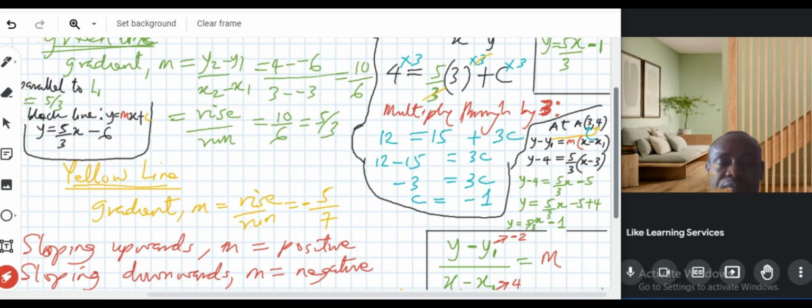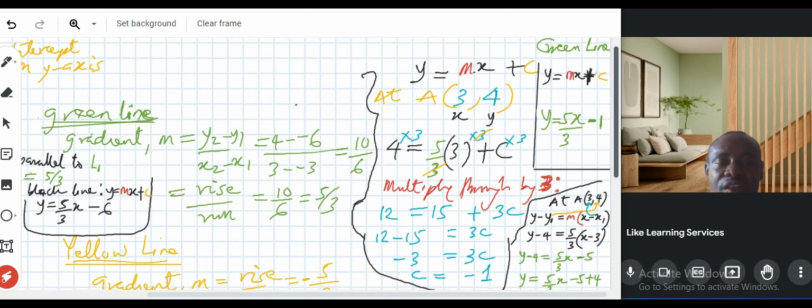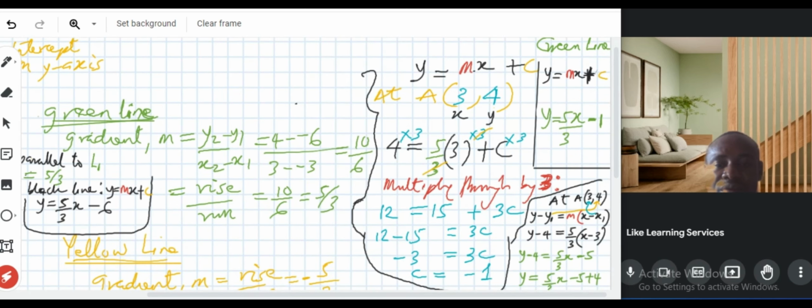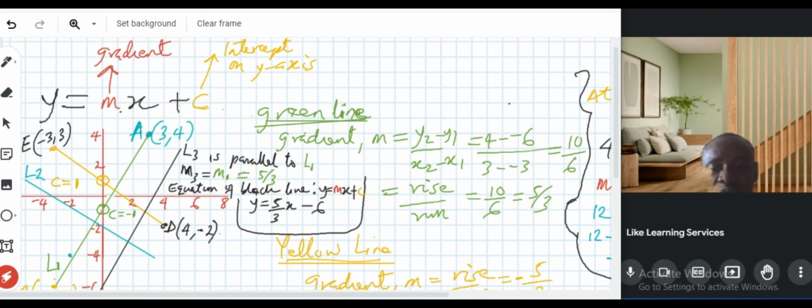For the green line, we know that the gradient is 5 over 3, and we also have the intercept as minus 1. We also found the intercept c for the green line to be minus 1. Although that was already given, the intercept for the green line is minus 1.